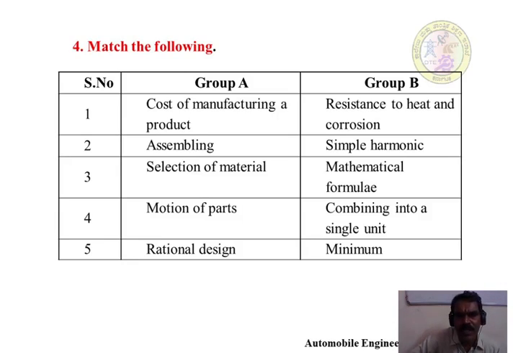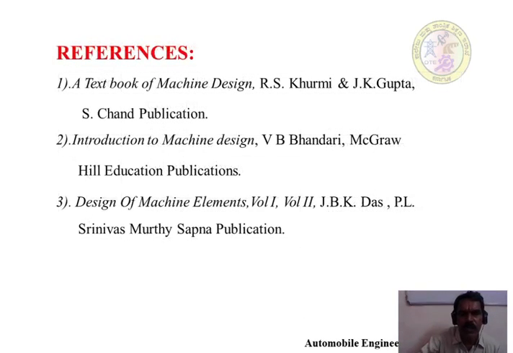Next, selection, assembling. So assembling is nothing but what? Combining into a single unit, because we are going to assemble the parts one by one by using some small parts. We are going to assemble a machine. So that process is called assembling. So like this you have to show the answer for the remaining questions. So that is your duty.